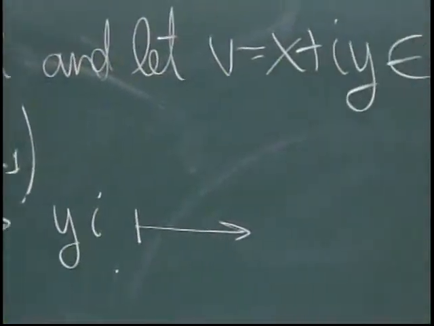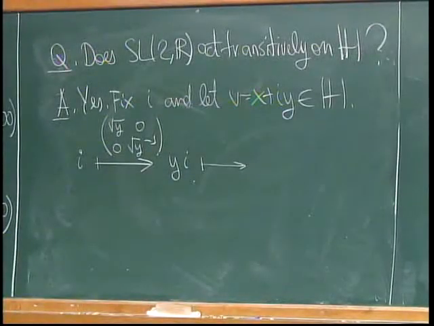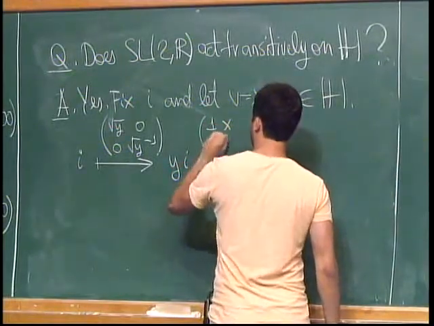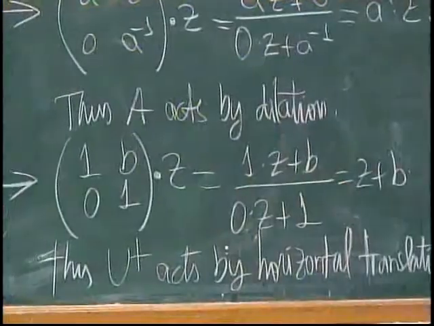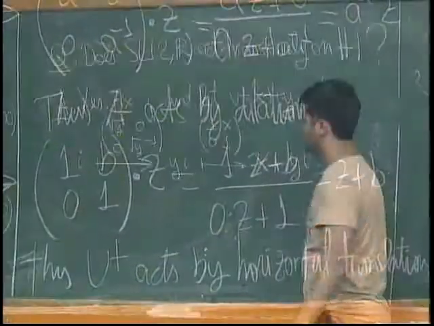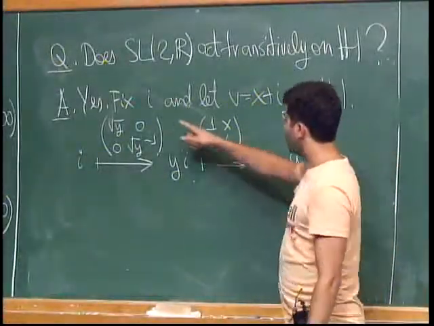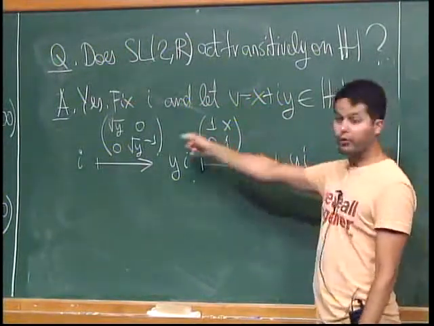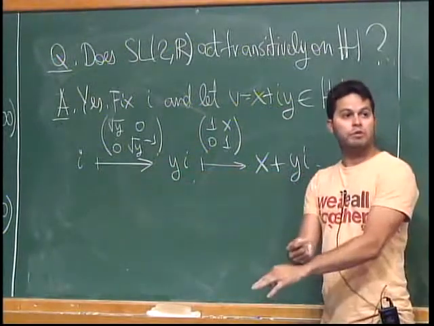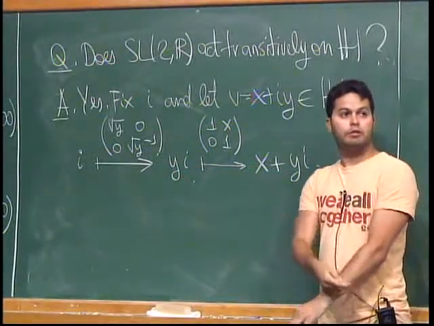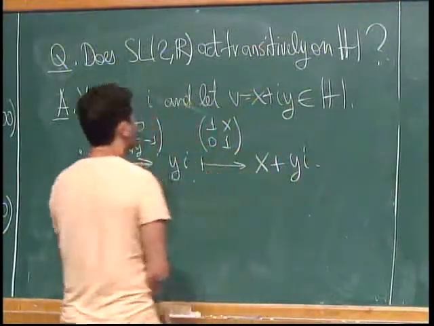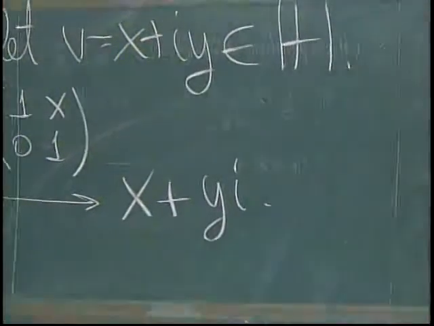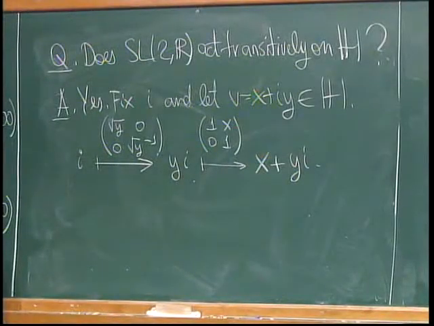So what do I do? I can apply a horizontal translation by an element of U plus. I apply (1, X; 0, 1), and I get X plus YI. Okay? So I can send I to any other point. Conversely, I can send any other point to I. By composing these two arguments, I can send any point to any point. So the action of SL2R is transitive on H. And actually, there are many such transformations that you can use.